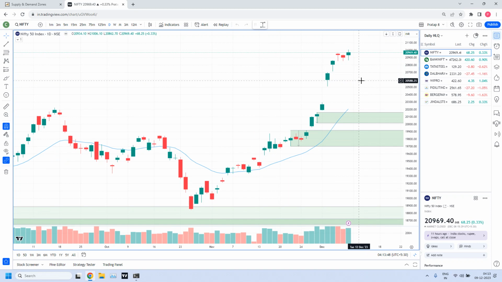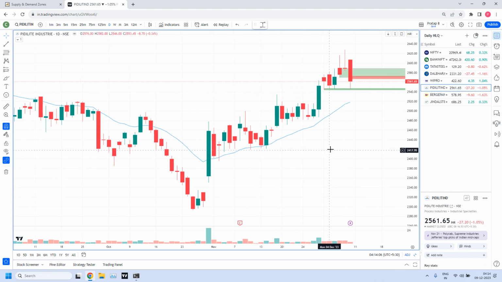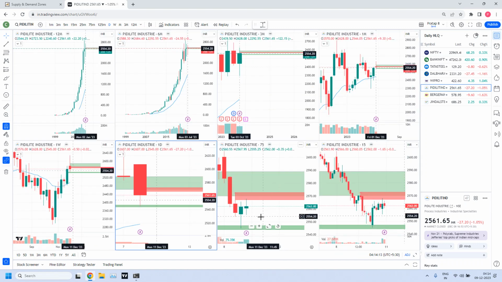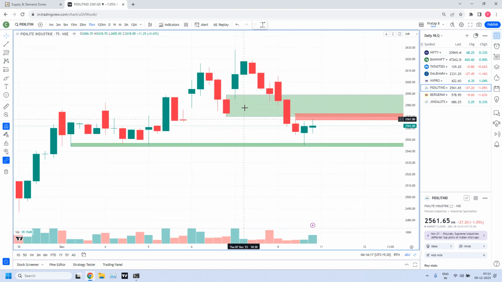Now let's look into the stocks related to our theme. So today, a couple of zones failed. Let us look into those stocks. The first one is Pidilite Industries. Our previous report identified a 75-minute supply zone. Let me open the 75-minute time frame. This is a 75-minute high liquidity zone.